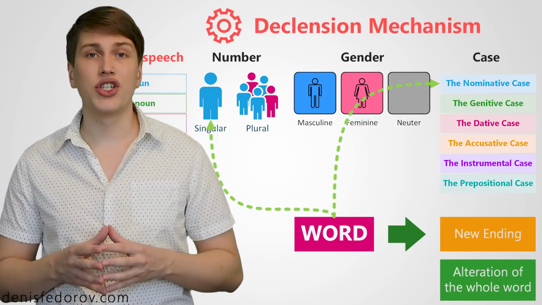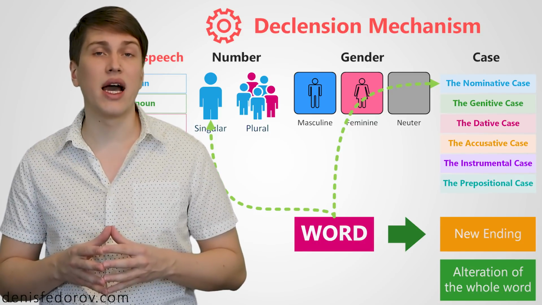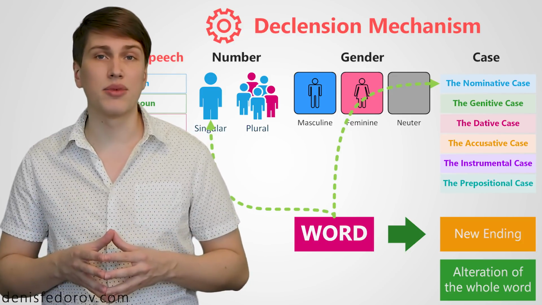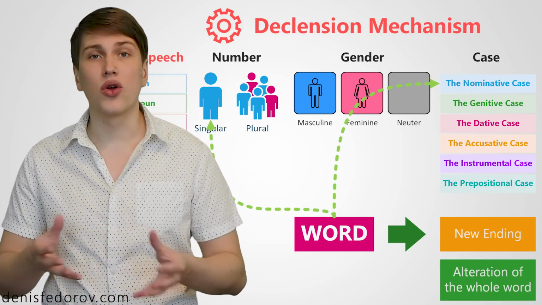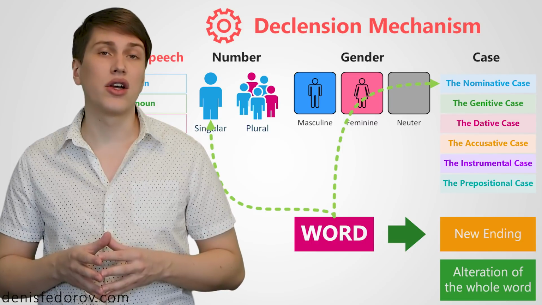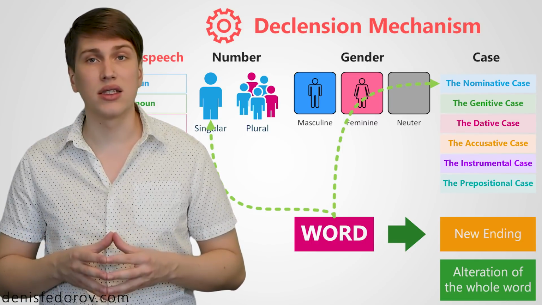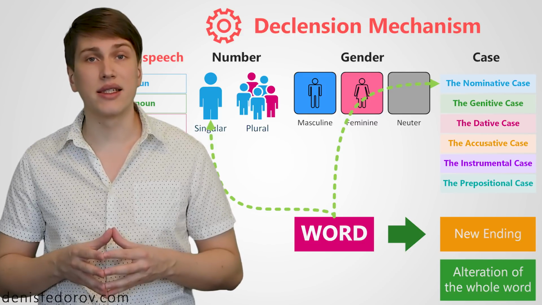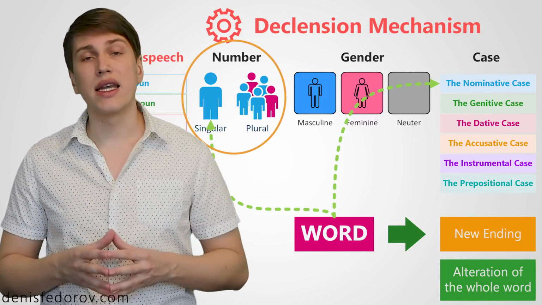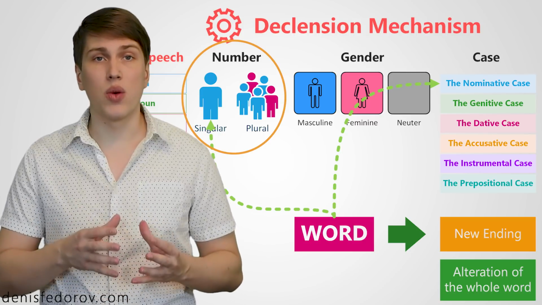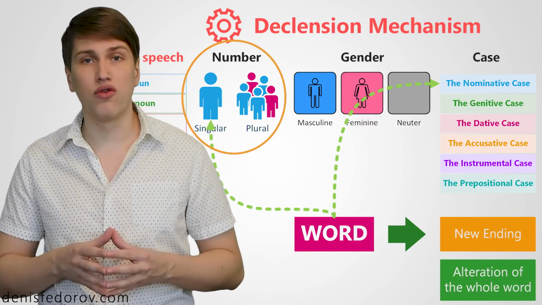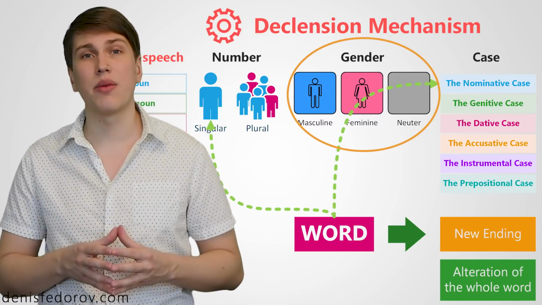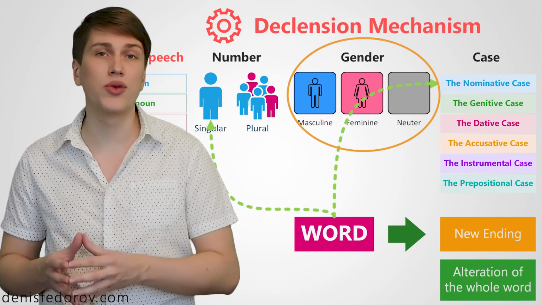And if number and gender are intuitively understandable to English speakers because you use those concepts widely and natively in your language, cases are usually a completely new concept to grasp. That's why it causes so many problems in understanding. So, number is basically whether a word has singular or plural form. Gender is whether a word represents something of feminine, masculine, or neuter gender.